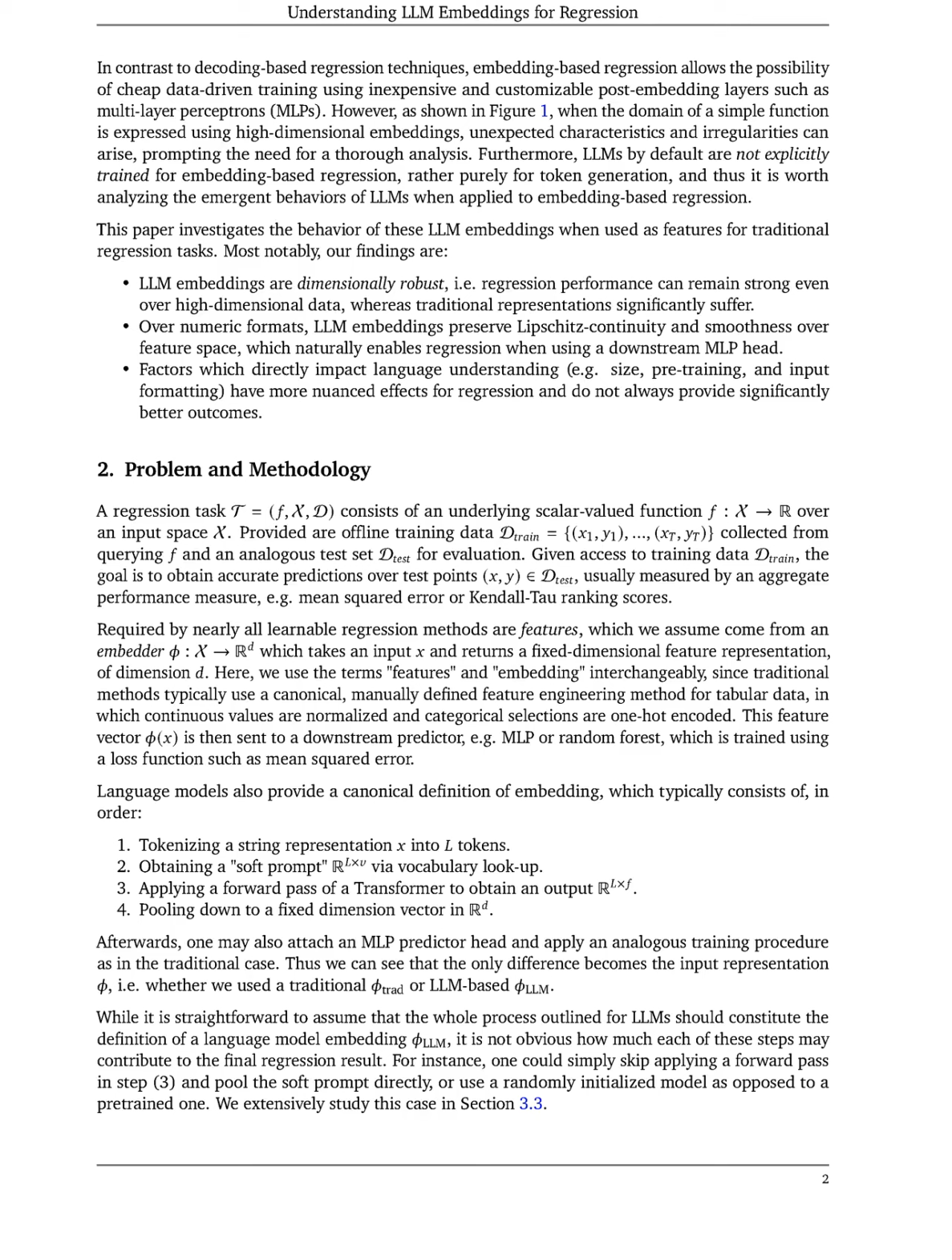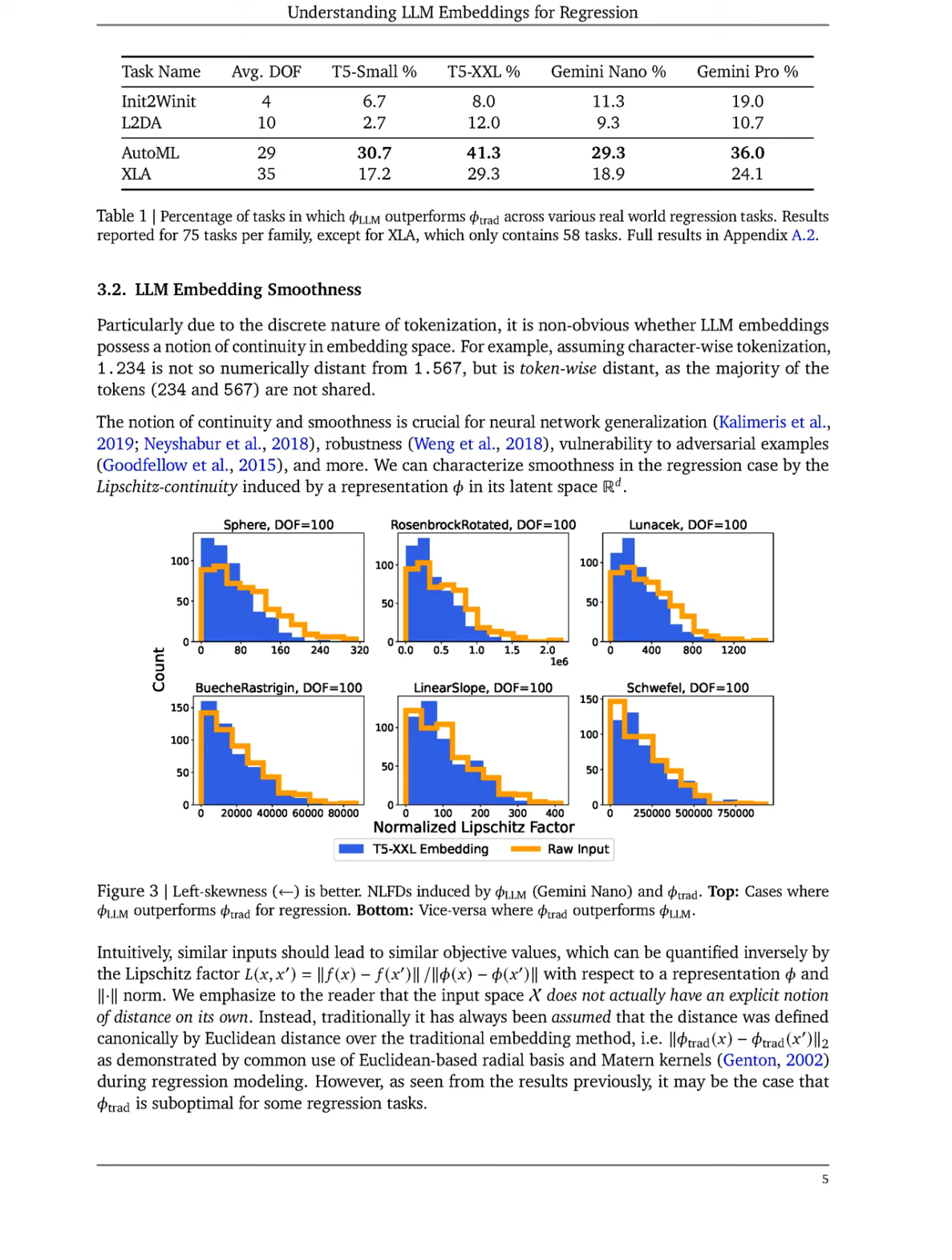The paper highlights several theoretical and practical benefits of using LLM embeddings for regression compared to traditional feature representations. Firstly, LLM embeddings demonstrate dimensional robustness, maintaining strong regression performance even in high-dimensional data scenarios, while traditional methods like XGBoost and MLPs tend to falter under similar conditions. Secondly, LLM embeddings preserve Lipschitz continuity and smoothness in the feature space, which is crucial for effective regression, as it allows for better generalization and continuity in predictions.